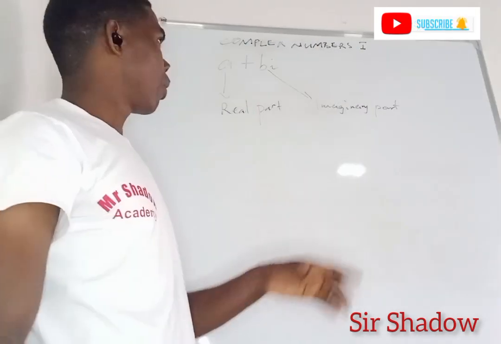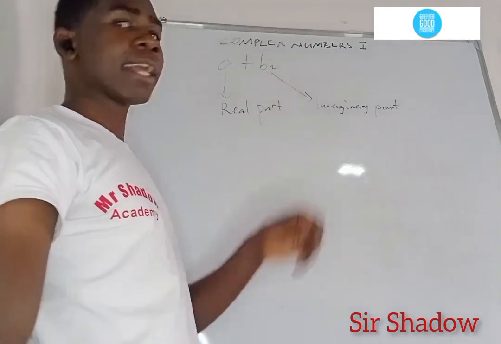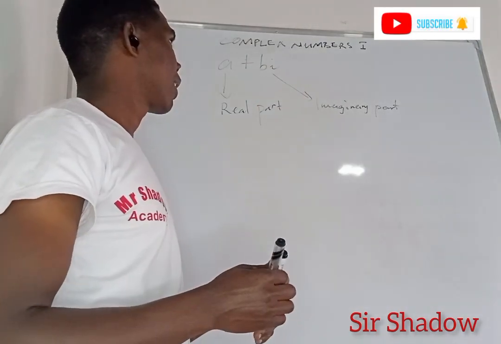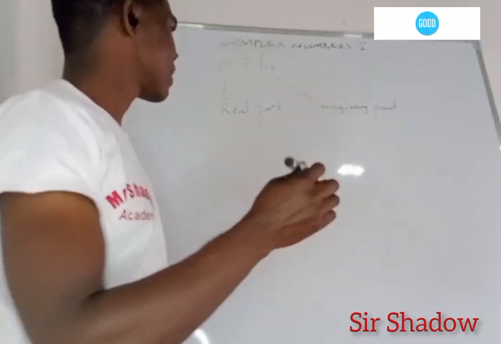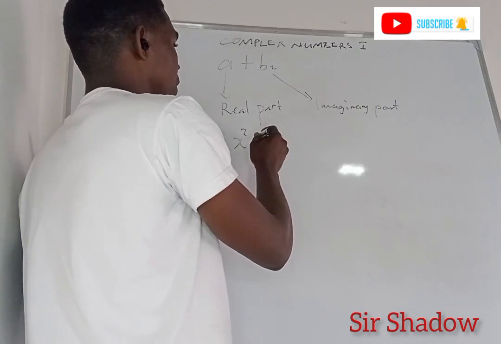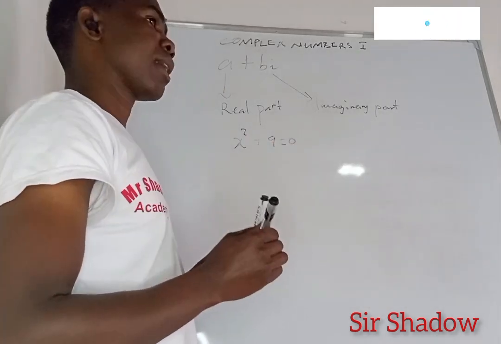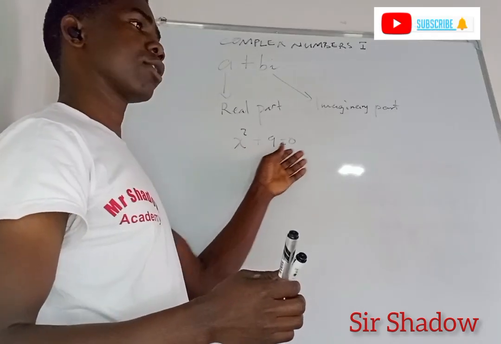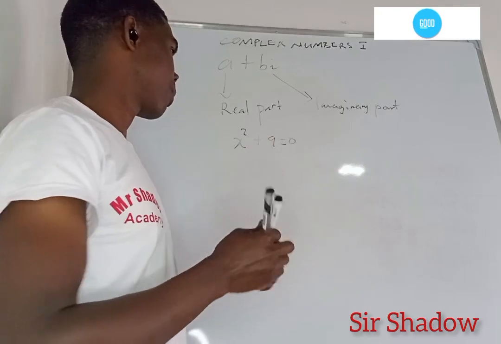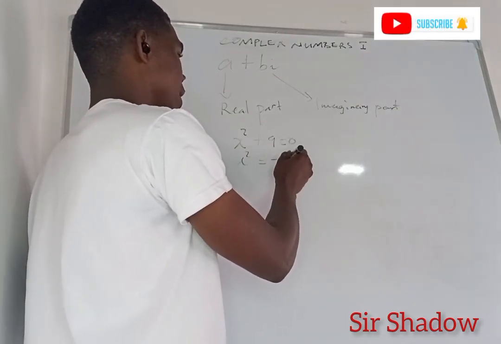So I want to show where this i comes from. Sometimes we may be asked to solve the equation x squared plus 9 is equal to 0. So in order to solve it, first we have x squared is equal to minus 9.